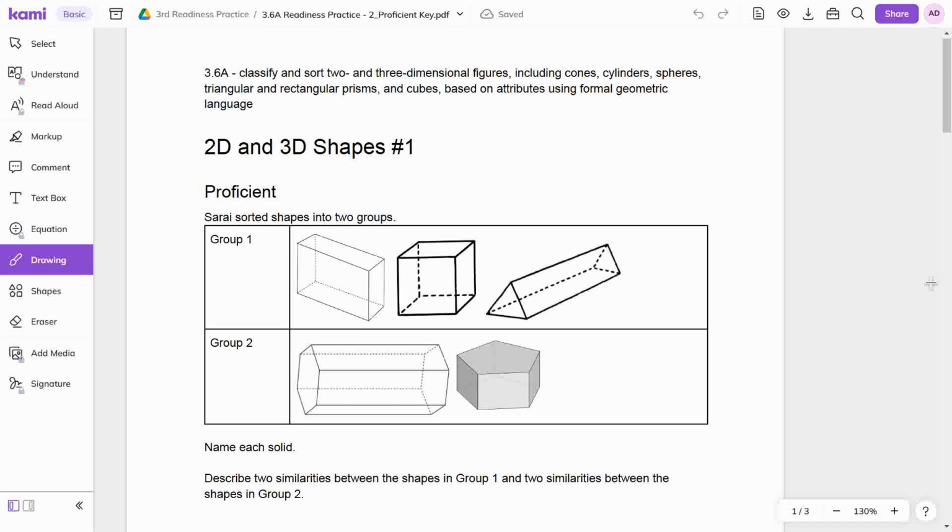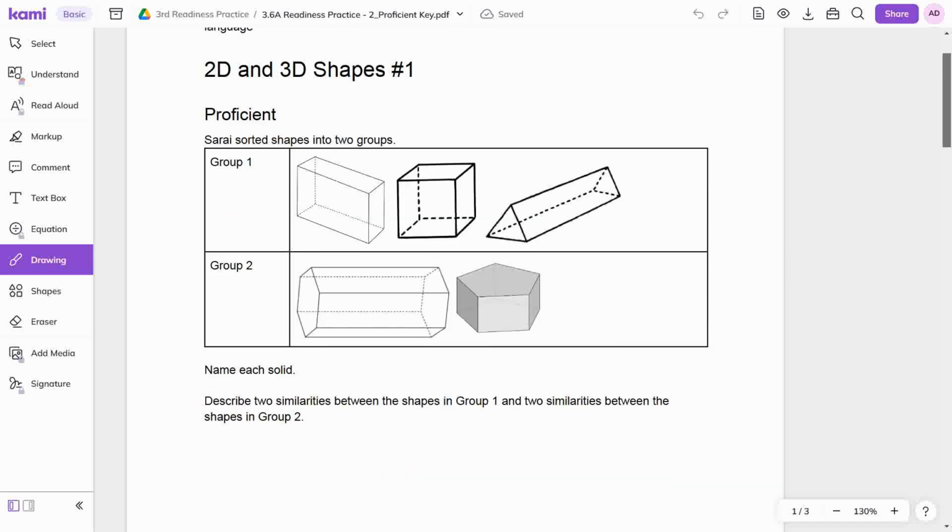So, what we have here are two different sets of shapes, group 1 and group 2, that Sarah has sorted. We need to name each shape, and we need to describe two similarities between the shapes in group 1, and two similarities between the shapes in group 2. All right, so let's name these.